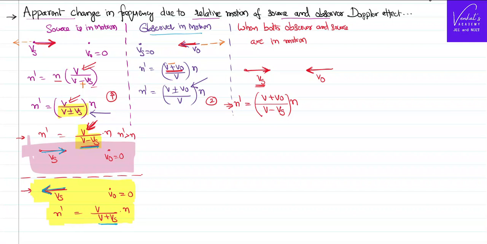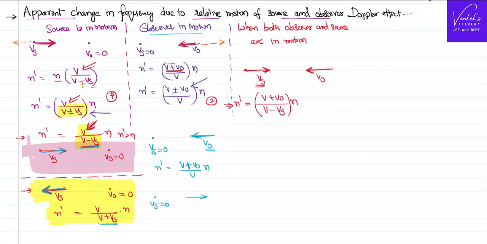Imagine a source is in a state of rest and you are an observer coming towards a train. As you come towards the train, the sound appears to increase. So it is V plus VO by V into N. Whenever the observer is approaching, in the numerator you write a plus.